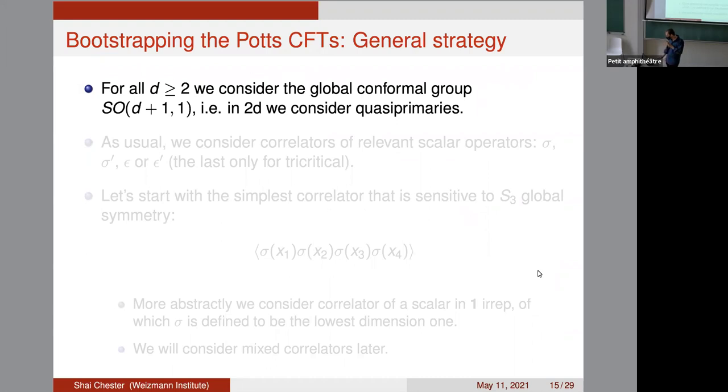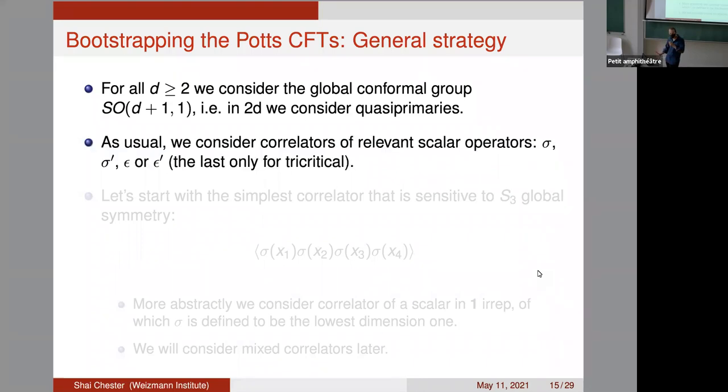So now let's describe the general strategy of how we're going to bootstrap these Potts CFTs. For all D equals 2 or bigger, we consider the global conformal group, SO(D+1,1) in Euclidean space. So that means in particular in 2D, we consider quasi-primaries. In D bigger than 2, you can call them quasi-primaries, but they're the only game in town. So this is a way that we're able to describe all the dimensions we care about on the same footing. So we don't care about Virasoro symmetry for the bootstrap study I'm going to do.